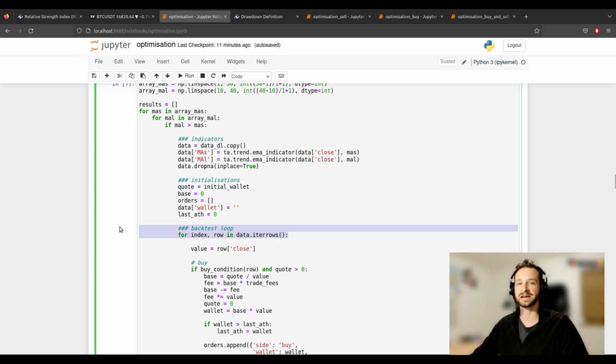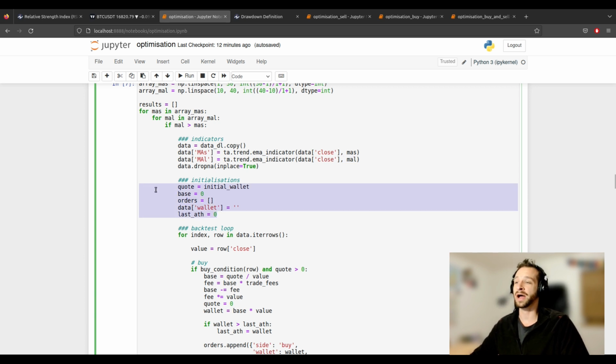So this is done for each value that we're testing of the MAS and the MAL. So you can understand that this can take a lot of computation time. That's why I've run most of the cells that I'm presenting before making this video, so I don't have to run them live.